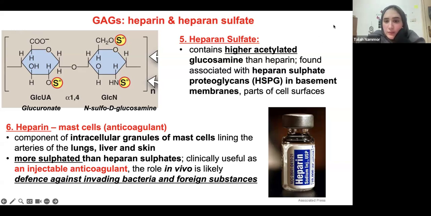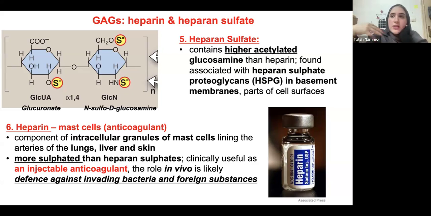Tamam. Now we're comparing, we said here it is higher acylated glucosamine than heparin. Now what is heparin? Guys, have you heard of heparin before this lecture? It's a really famous drug. Heparin is a drug that is usually used as an anticoagulant. And when we say anticoagulant, it prevents the coagulation of blood.